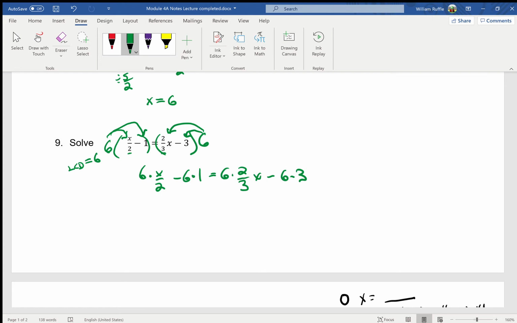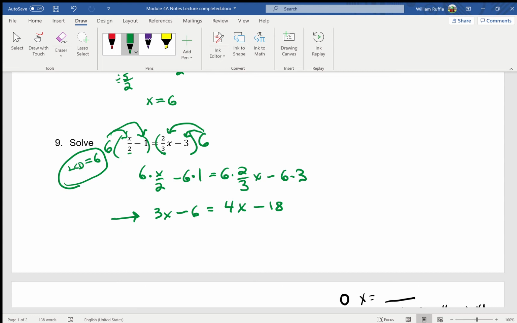And so now I just need to do some working out here. If I do 6 divided by 2, that's really 3x. 6 times 1 is minus 6. 6 times 2/3 is just 4x. Please use your calculator to double check me on that. And 6 times 3 is 18. So when I multiply by the least common denominator, this new equation has no fractions, so it's much, much easier to do.